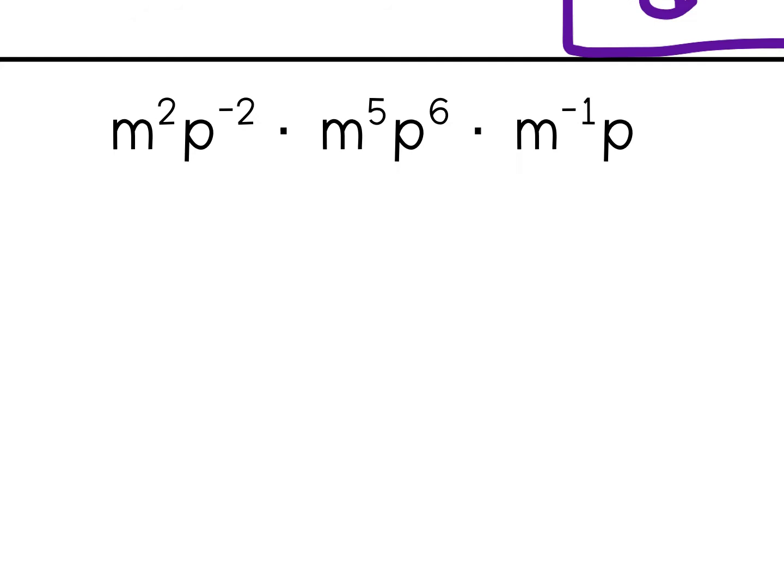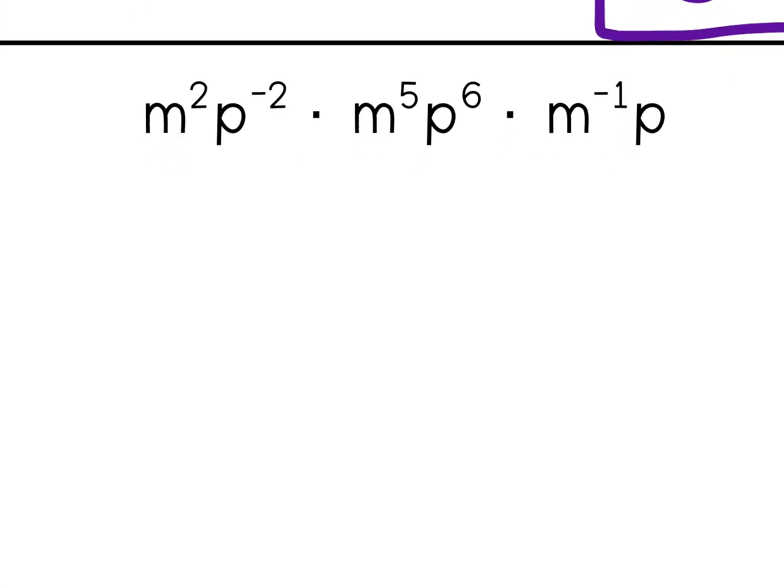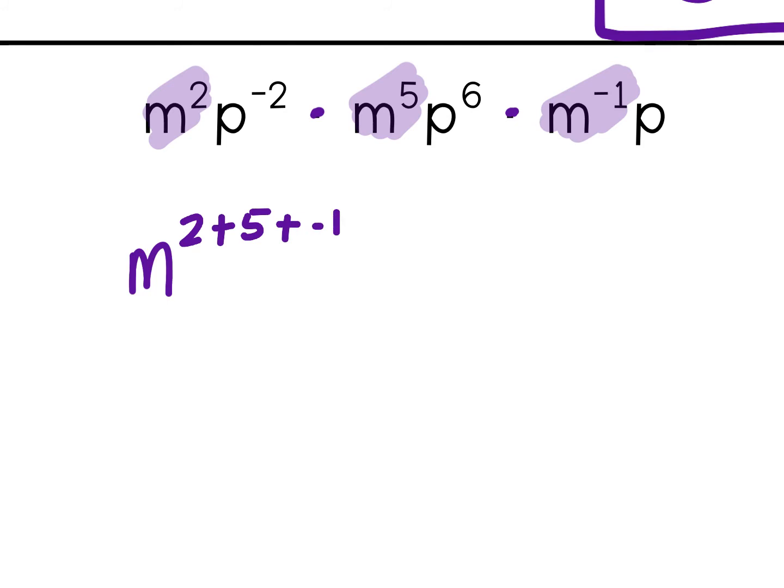Okay, next to that, this one, it has the dots to mean multiplying, but I have 3 terms. Honestly, it's still pretty simple. When you're multiplying letters, you just have to add the exponents. So starting with the m's, I have 2 plus 5 plus negative 1. So that's 2 plus 5 plus negative 1.